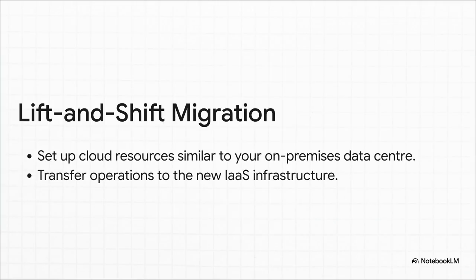So first up is lift and shift. This is often one of the quickest ways for a company to get into the cloud. You're basically creating a copy of your existing data center, but on the IaaS provider's hardware. In our analogy, it's like picking up your current house, foundation and all, and just moving it over to that new plot of land you're leasing. You're not rebuilding from scratch, you're just relocating.